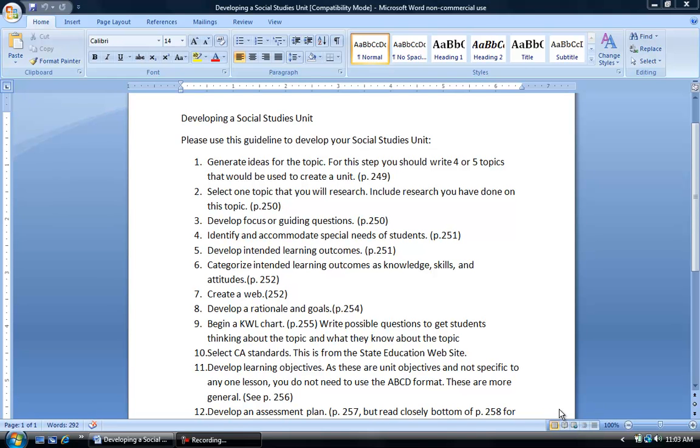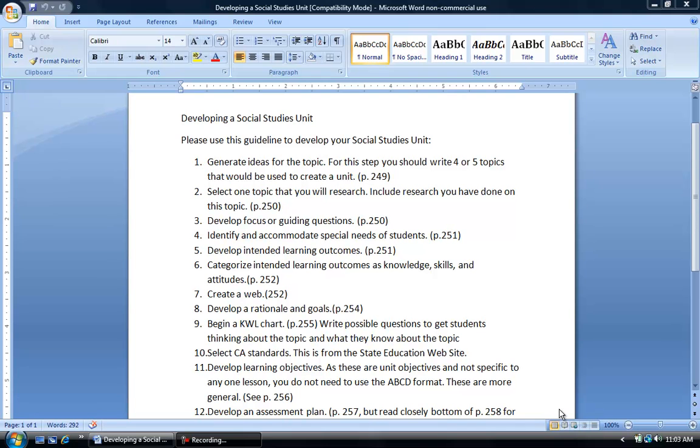Then you are to create a web, an idea web. And again, if you're looking on page 252, there are several webs identified here. If you know of another web that you would like to use, and to me, webs are like graphic organizers that help you to put your ideas into place and have a structure for your unit, you're more than welcome to use whatever you're the most comfortable with. If you've never created a web, then try one of these.